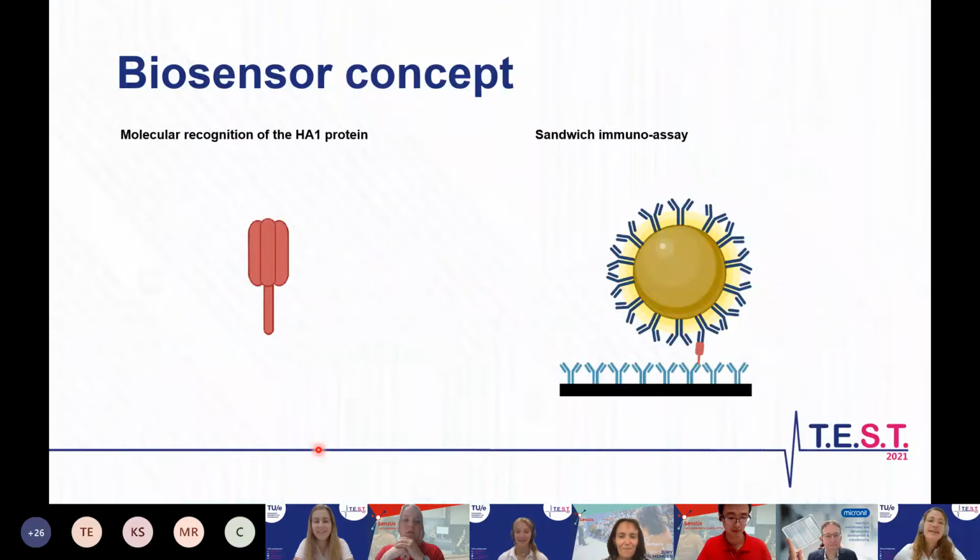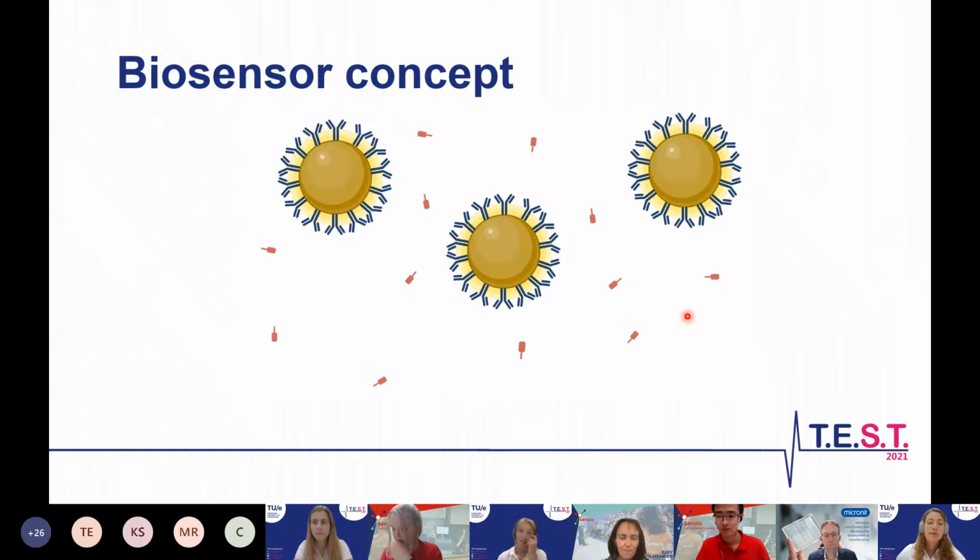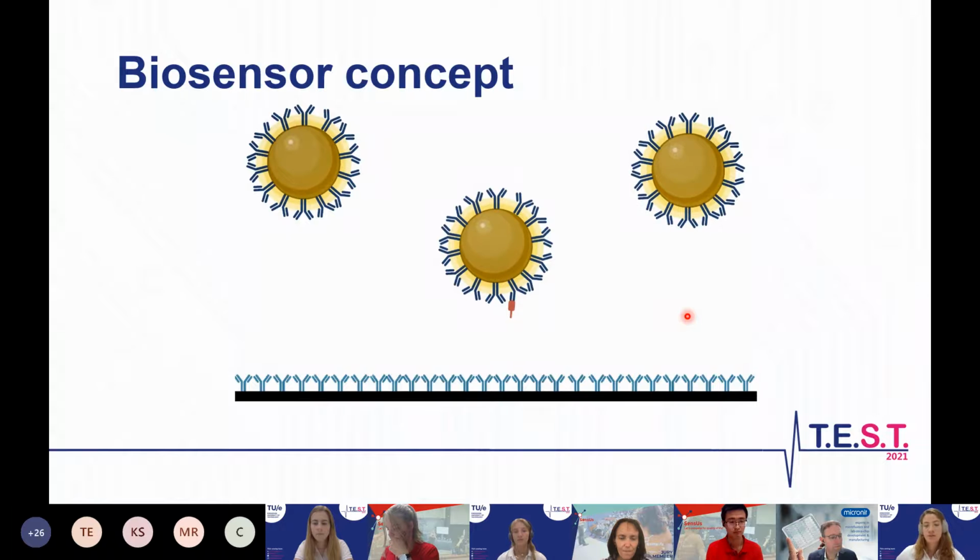The technique is very simple. The molecular recognition of the HA1 protein, which is characteristic for the influenza A virus, takes place via an ordinary sandwich immunoassay with a particle as a label, as you can see here. In the first step, particles are released in the sample, and the particles are functionalized with antibodies. The antibodies recognize the HA1 protein, and all the particles will sediment towards a surface.